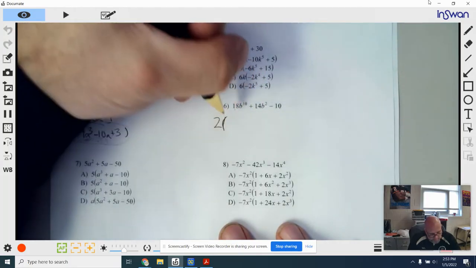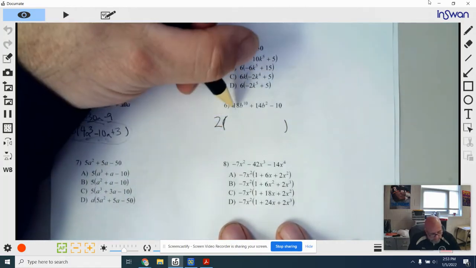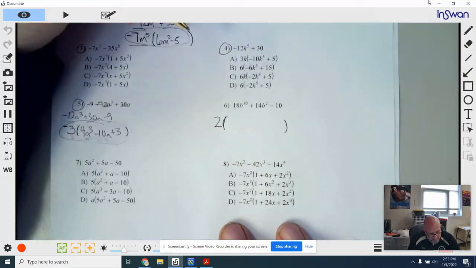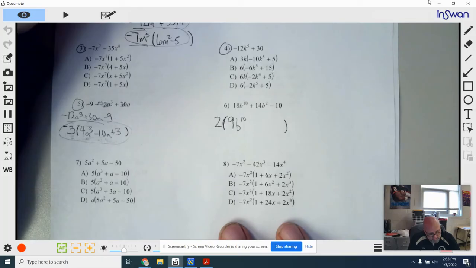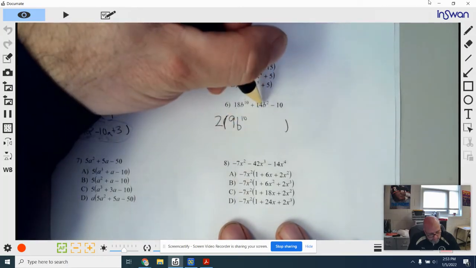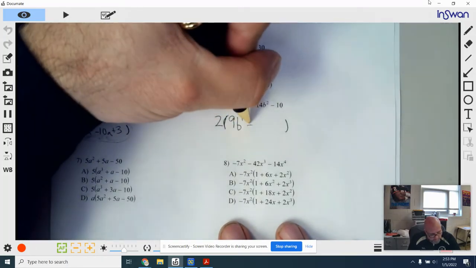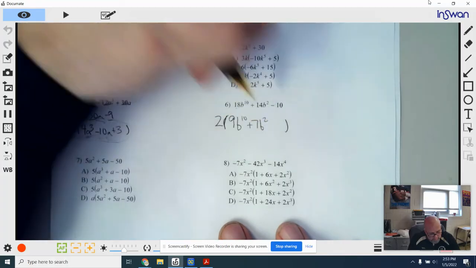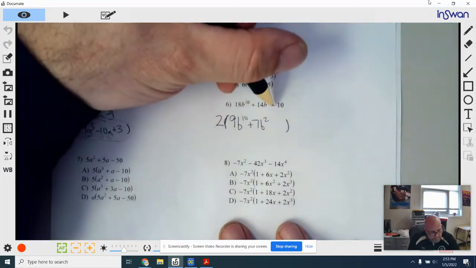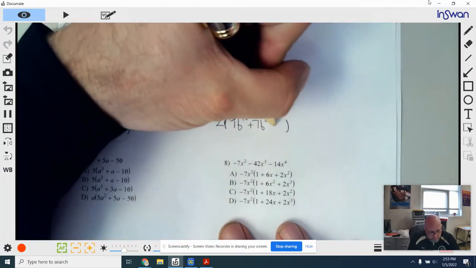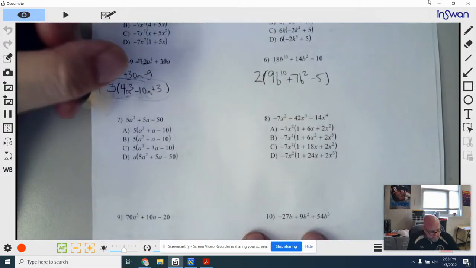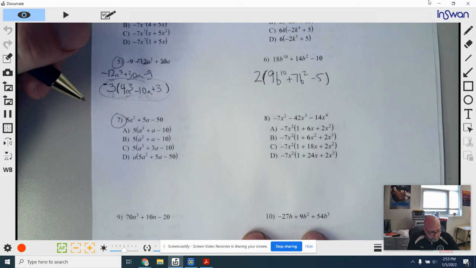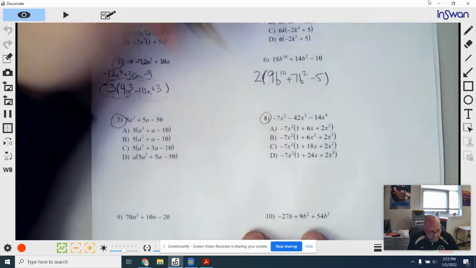Okay, so I'm going to put parentheses back. 2 times what is 18b to the 10th? And that's going to be 9b to the 10th. 2 times what is 14b squared? That's going to be a 7b squared. And then 2 times what is negative 10? It's going to be a negative 5. Okay, you guys do number 7. And go ahead and do 8.